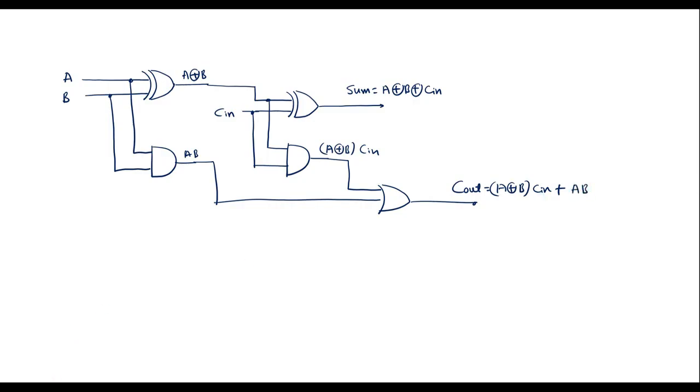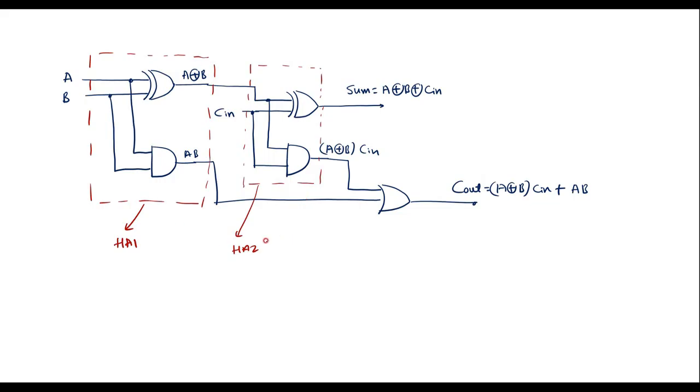So here we can observe that in this circuit, these two are nothing but one half adder circuit. I will call it HA1, and together this one and this one form another half adder, HA2. Thus we have implemented the full adder using two half adders.